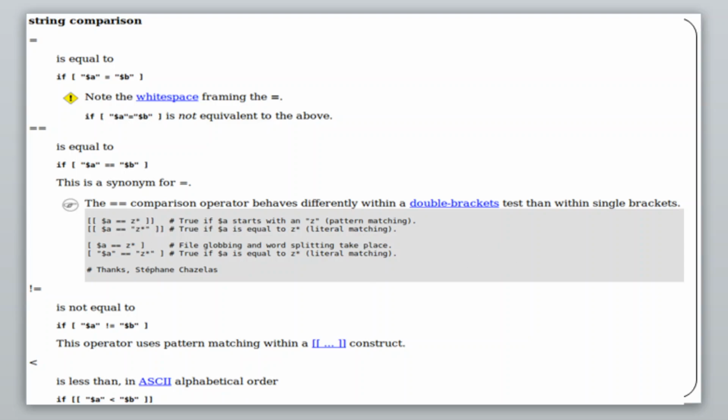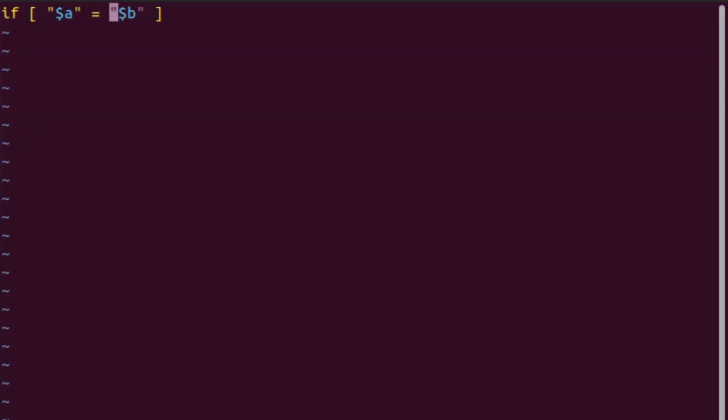Okay, so if I go to our virtual box here, double equal sign is the same thing as a single equal sign. But if I have double square brackets, it may actually treat things differently.